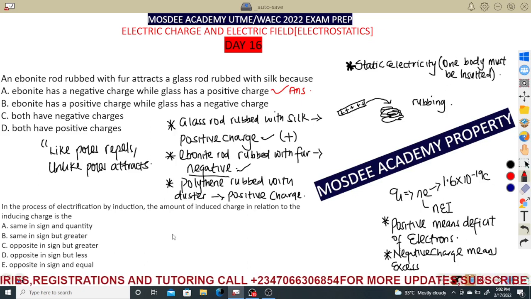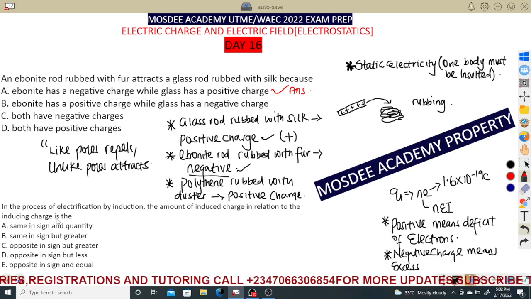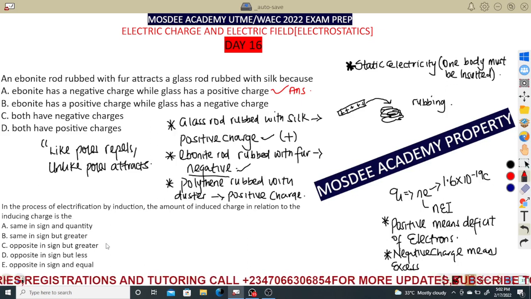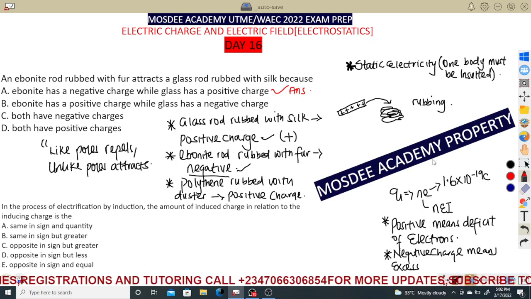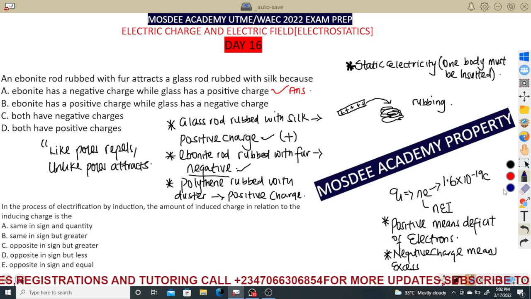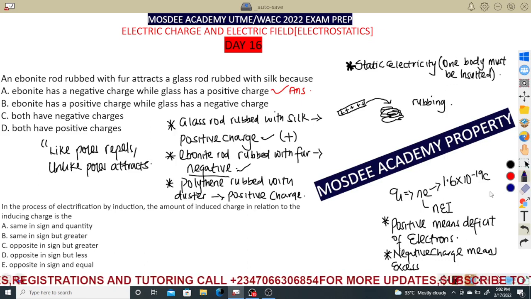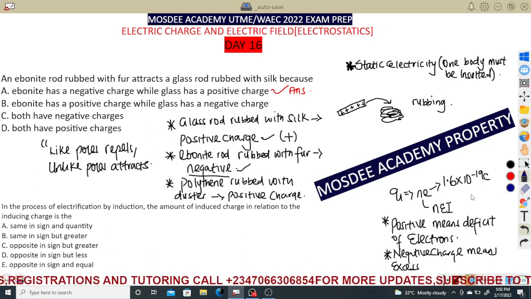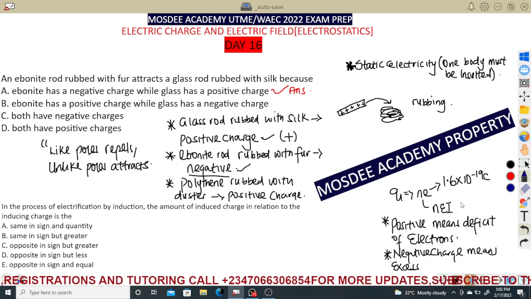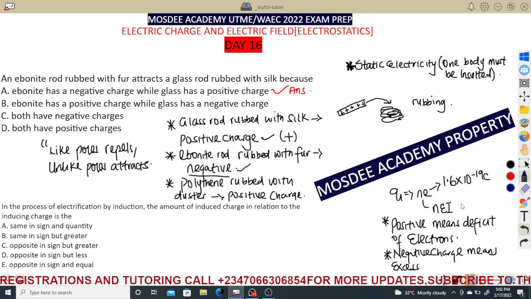Now, the next one: in the process of electrification by induction, the amount of induced charge in relation to the inducing charge is the dash. Now, let us understand a very quick concept. What you learn in classroom for 3.5 weeks will be taken in Mosey Academy in just 1 hour. Let me even say 45 minutes.